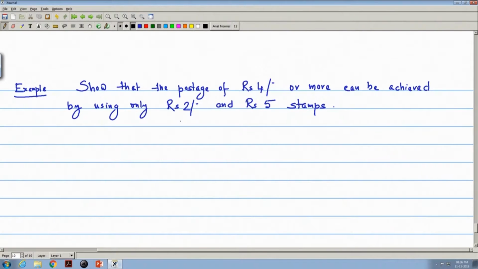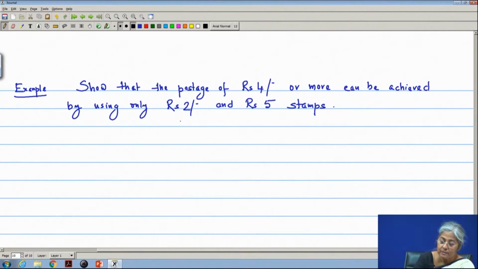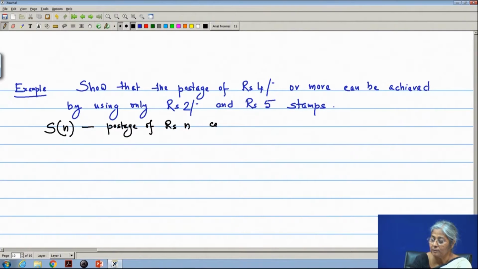postage of rupees n. That means, if this is my proposition, say Sn, that Sn is the proposition that postage of rupees n can be achieved by rupees 2 and rupees 5 stamps.